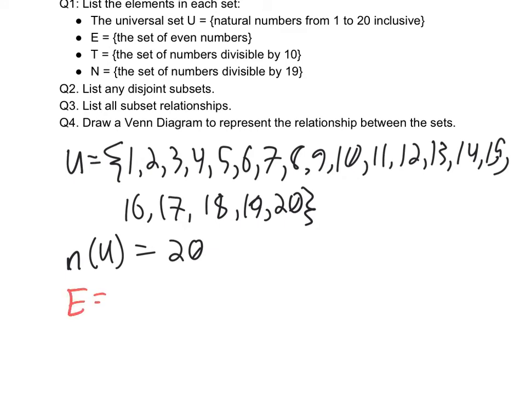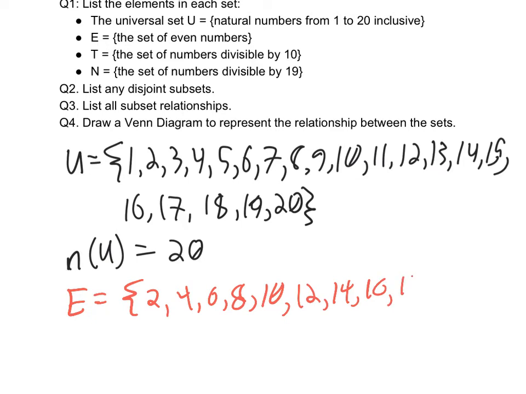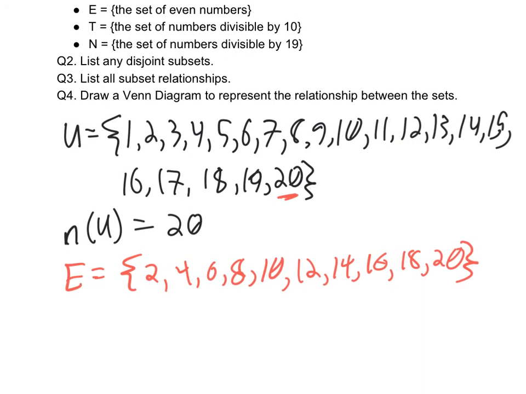So E is the set of even numbers. So we have 2, 4, 6, 8, 10, 12, 14, 16, 18, and 20. Now, it doesn't explicitly say we only want the even numbers up to 20, but since the universal set is the set of all natural numbers from 1 to 20, we don't go any further than 20. We're only interested in the even numbers which are in the universal set. So the number of elements in set E is 10.